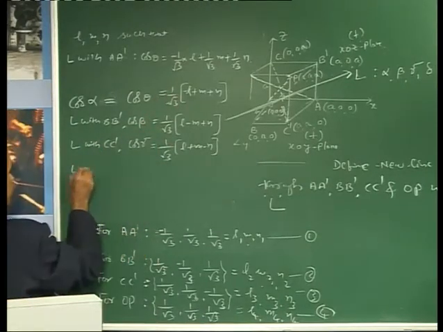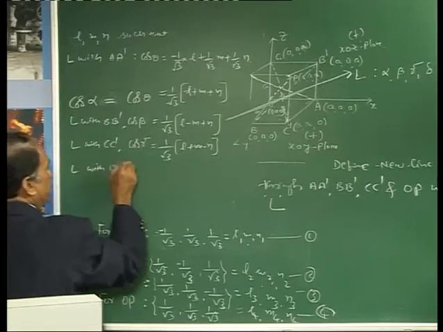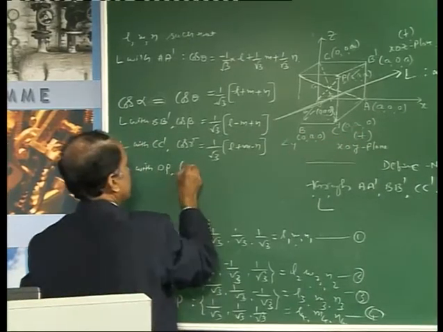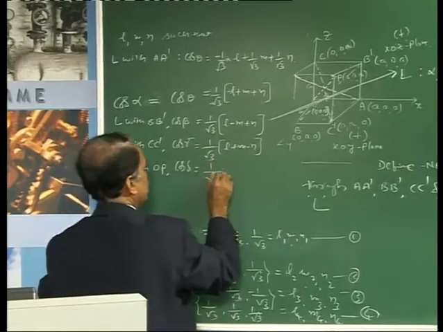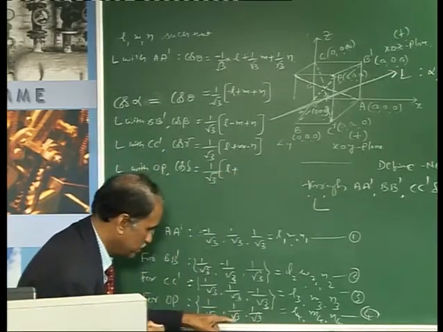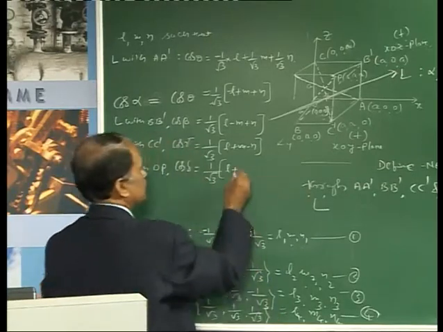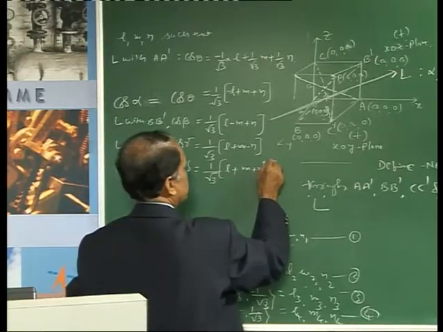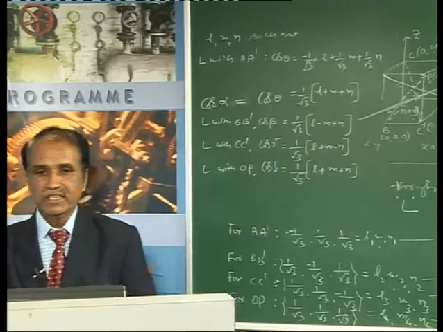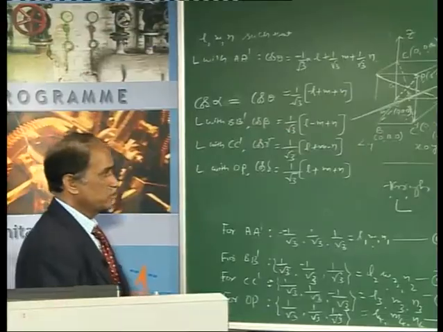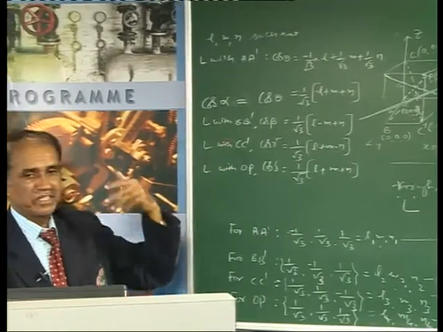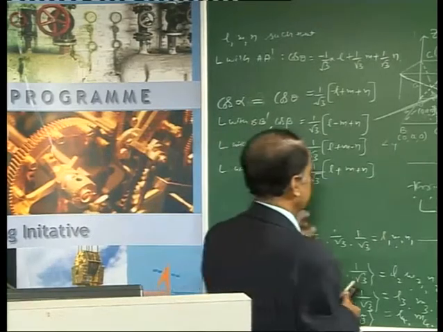These are the values. One more is left, that is L with OP, that makes alpha, beta, gamma and delta. Therefore, cos delta is equal to 1 by root 3 multiplied by, all the three are positive here, 1 by root 3, 1 by root 3 and 1 by root 3. This must be L plus M plus N. Geometry work is completed. What I am going to do remaining is only the mathematical simplification, that means the arithmetic part. Now the geometry part is over, the arithmetic part I have to represent.